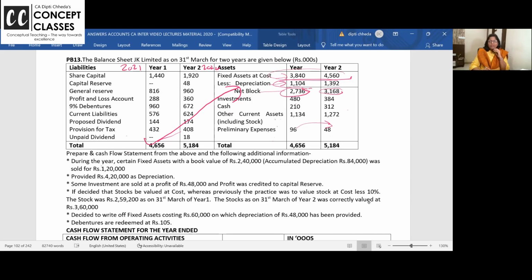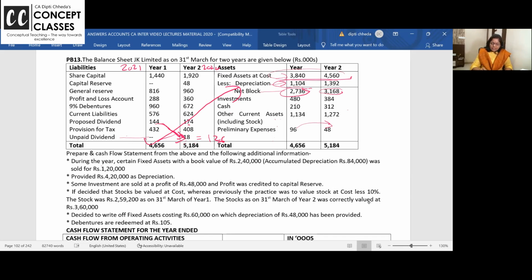ये तो जो old syllabus में fund flow पढ़ते थे और अभी नए में cash flow, हर जगह ये popular problem है बड़ा. Unclaimed dividend was not there. Now it is 18. मतलब कुछ ना कुछ liability भी हुई है unclaimed dividend. So you know, last year's dividend 144 I should pay, and this year's dividend is just a book entry. But unclaimed dividend is 18, means last year's dividend 144 minus 18 is unclaimed. So dividend paid in cash will be 126.